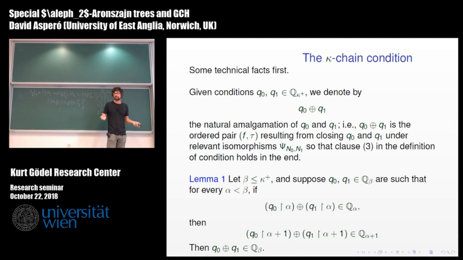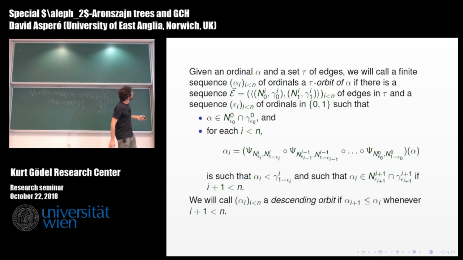So why am I proving this lemma? Because I will use it later on. It's saying that if you can survive at the successive stages for this operation, then you're fine.